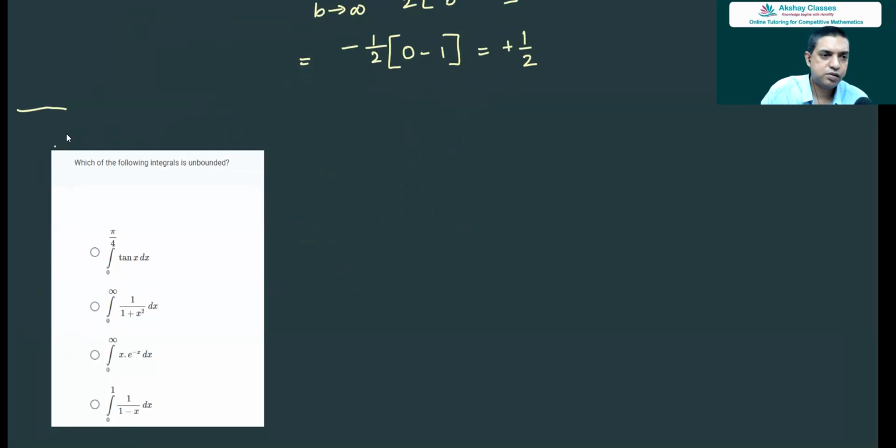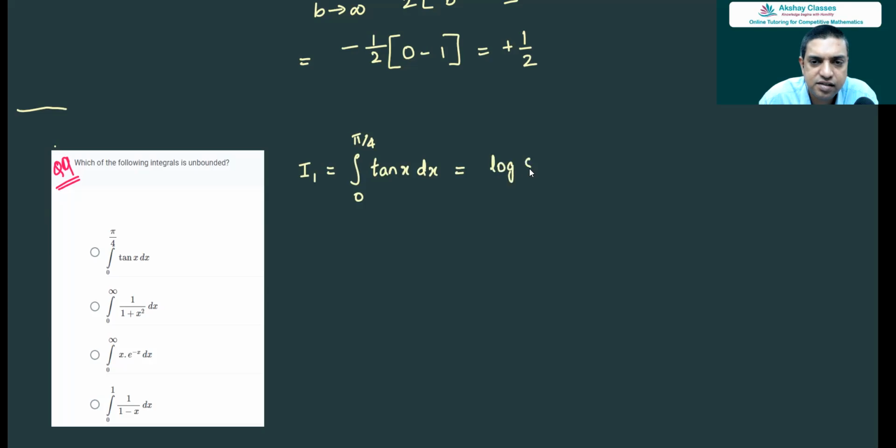So this is question 9. Now the first integral, I'll say I1, is integral 0 to pi upon 4 tan x dx. Integral of tan x is log mod secant x, and secant x is positive in this interval of integration, so no problem.